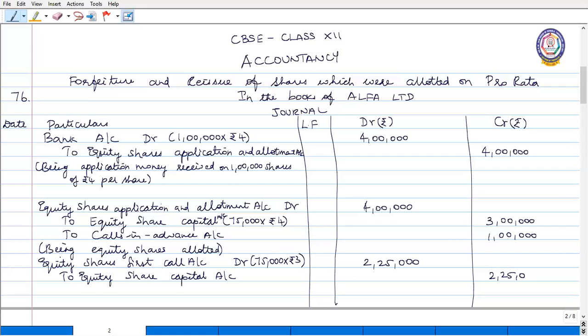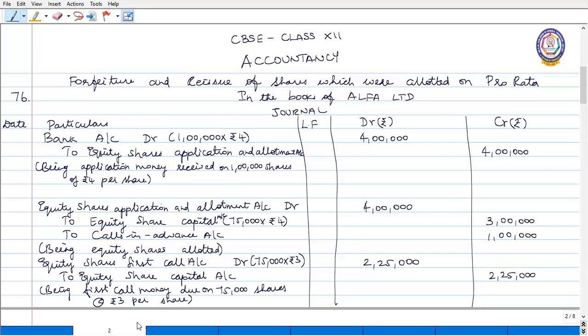So this is the due amount being first call money due on 75,000 shares at rupees 3 per share.